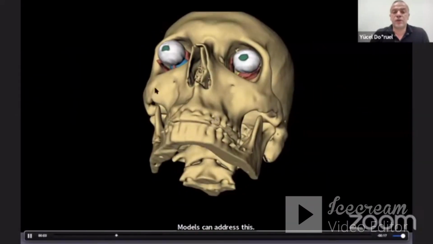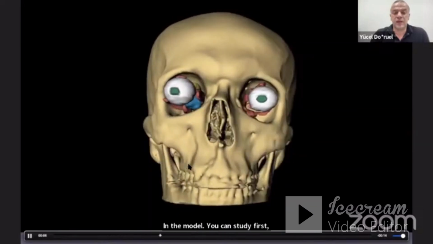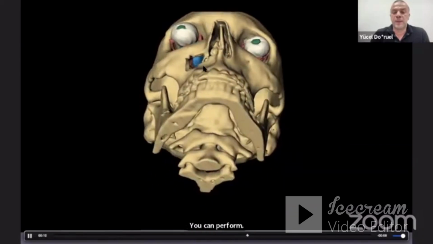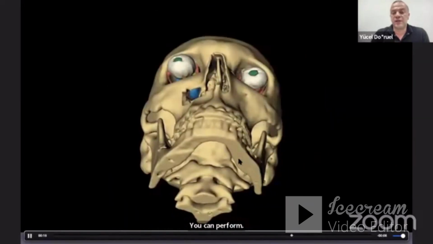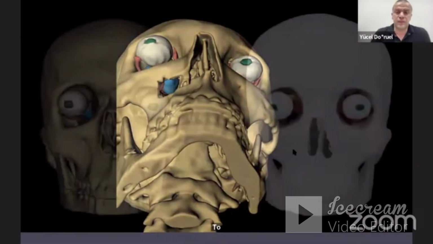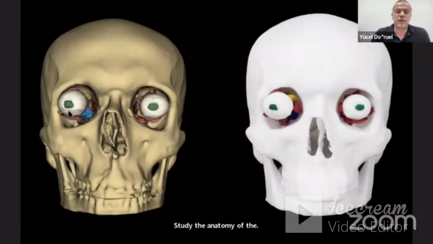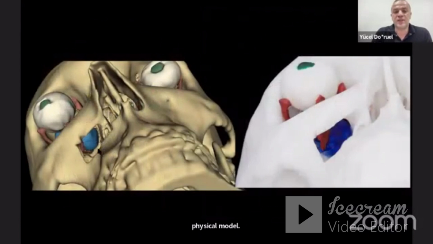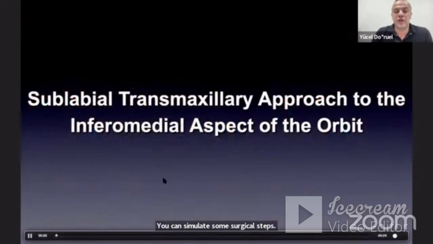In a model, you can first study surface anatomy. You can perform any kind of bone removal to study the anatomy of the maxillary sinus. Also, from the virtual model, you can create a physical model using 3D printers. You can simulate some surgical steps and check the anatomy of the approach. I want to show this in one case.